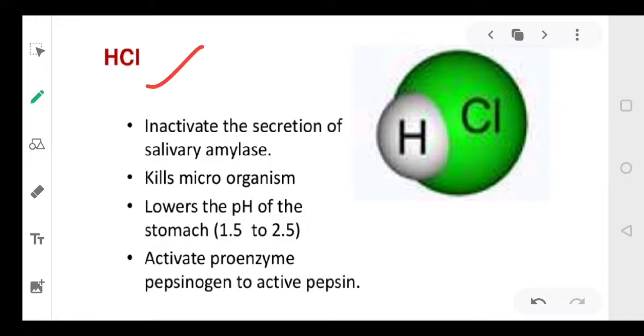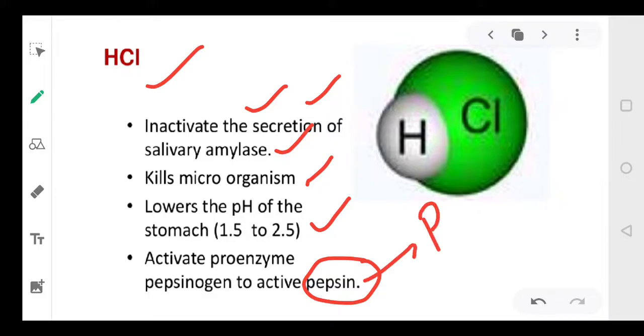Now coming to HCl. HCl will inactivate the salivary amylase. When the food was in the mouth, salivary amylase was working there, converting the starch into sugar. So HCl will inactivate that salivary amylase. It will kill the microorganisms, maintain the pH, and activate the pepsin. Most important, it will activate the pepsin. Pepsin will act upon proteins and convert them into amino acids.